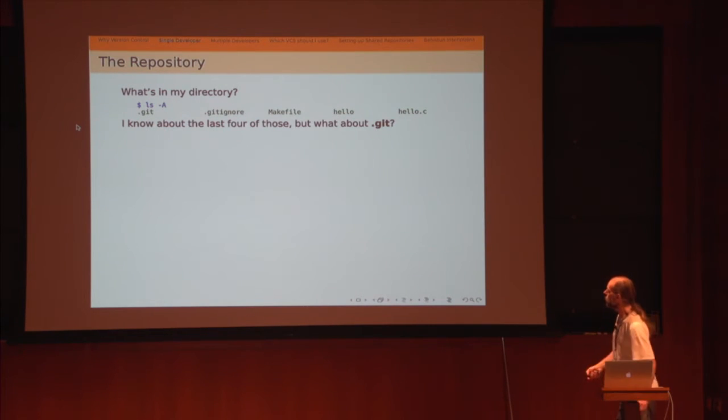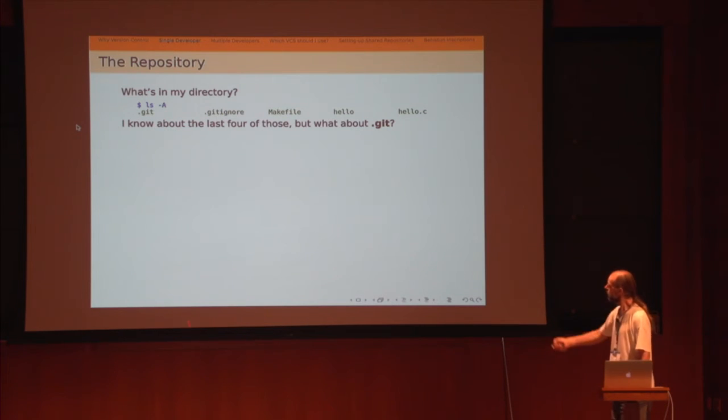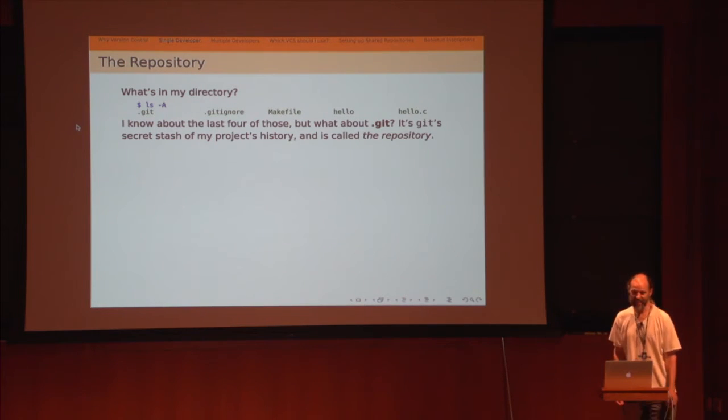ls -A. Those of you who know Unix, I hope all of you know that -A says show all the files in this directory, even ones beginning with dot, except dot and dot dot. It's much quicker to say ls -A. And you'll see that we have a .gitignore file. I knew about that. A makefile, this thing which I've told Git to ignore, but I never told ls to ignore. And my source file, hello.c. But what's this magic thing? What's .git? And it's a secret.